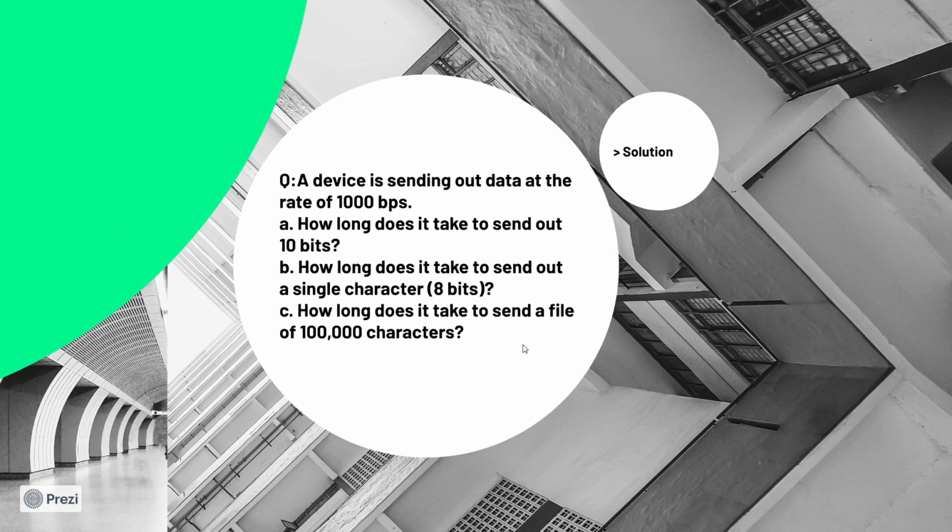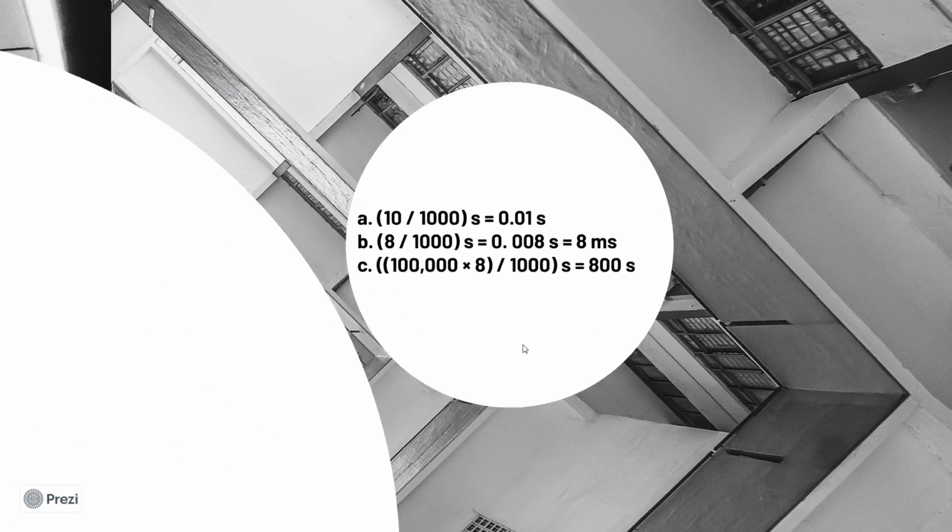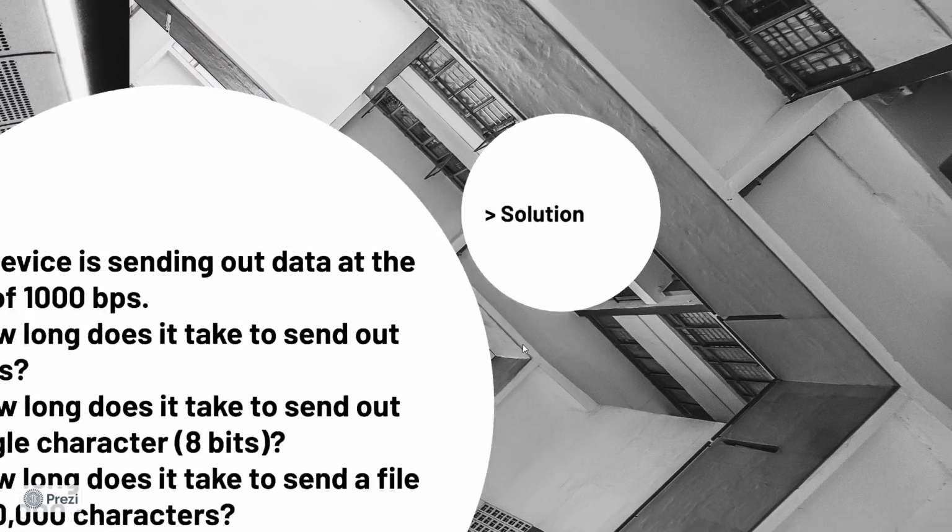In the second case, it asks how long it takes to send out a single character, which is 8 bits. So it's again easy: 8 divided by 1000, which will be 8 milliseconds.